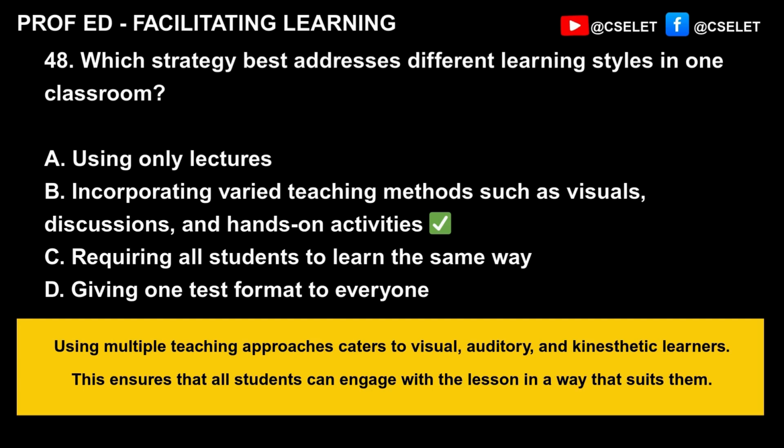The correct answer is letter B. Using multiple teaching approaches caters to visual, auditory, and kinesthetic learners. This ensures that all students can engage with the lesson in a way that suits them.